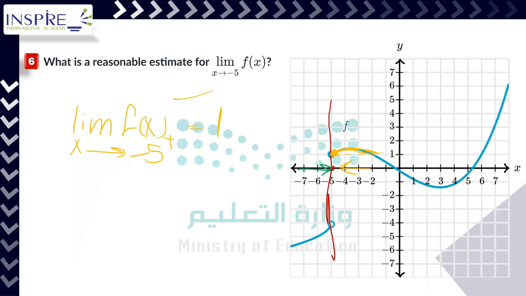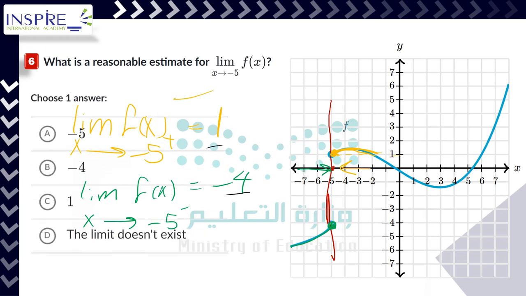What about the left side? We'll do the same, trace the function, we'll find it to be -4. So the limit of f of x as x approaches -5 from the left side will be -4. Both of them are different, they are not the same number, so the limit doesn't exist. Okay, next.